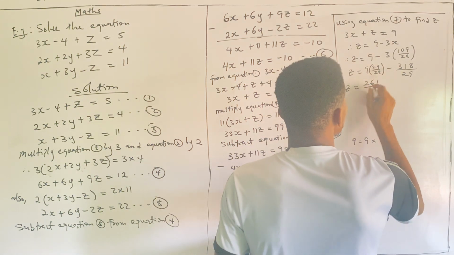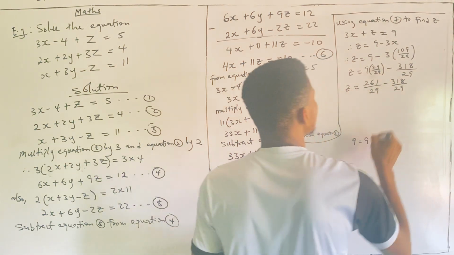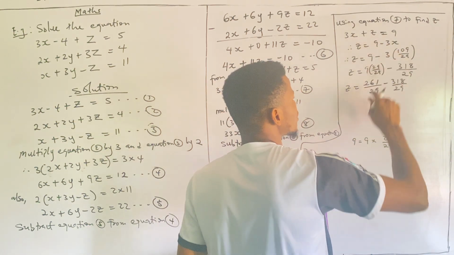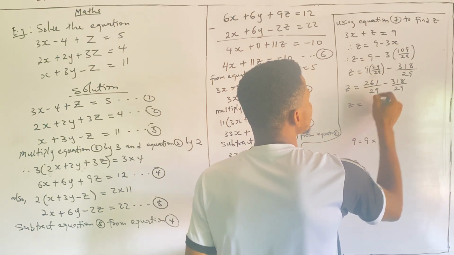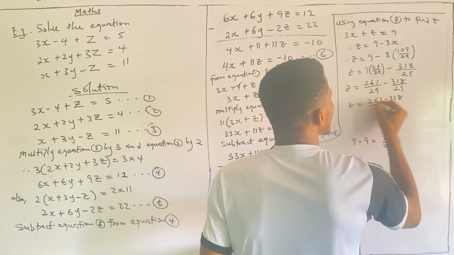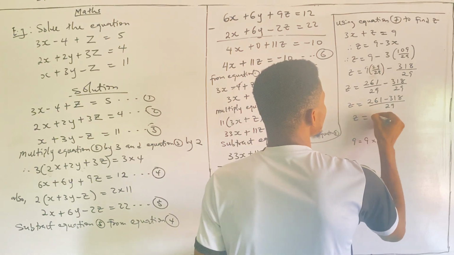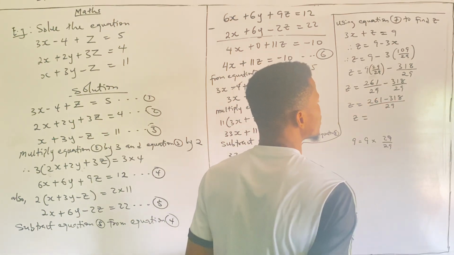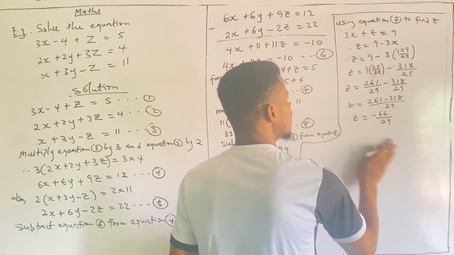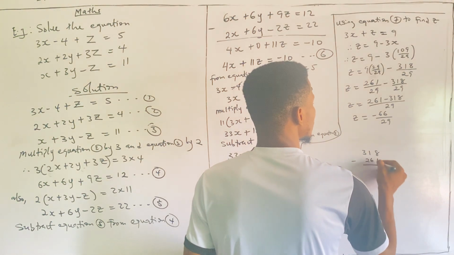So I have 261 all over 29 minus 318 over 29. Now 261 divided by 29 will give you 9, which is still correct. Here we can easily subtract and pick one of the denominators, right? So we have 261 minus 318 all over 29. At the end of the day, z will be equal to 261 minus 318. I think it should be minus 66 over 29.